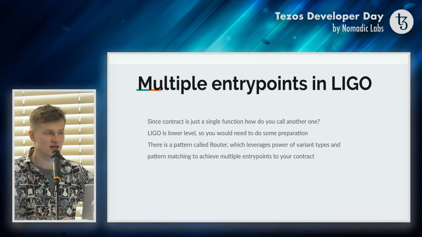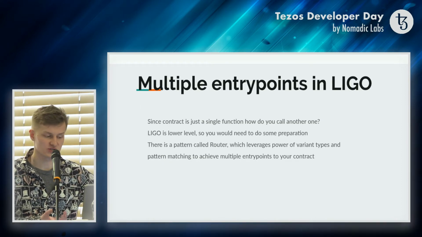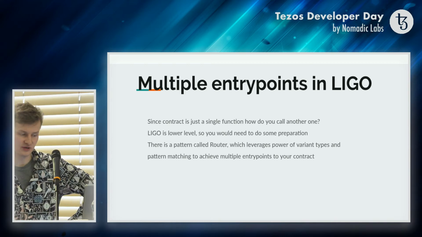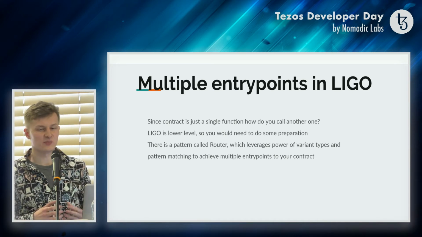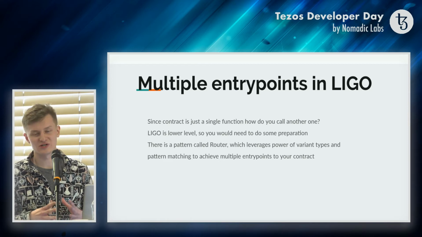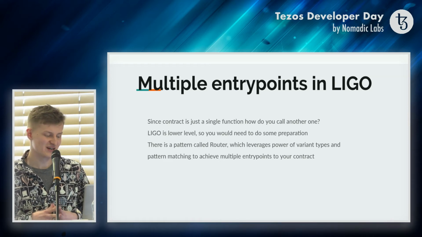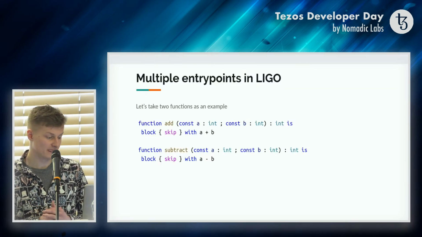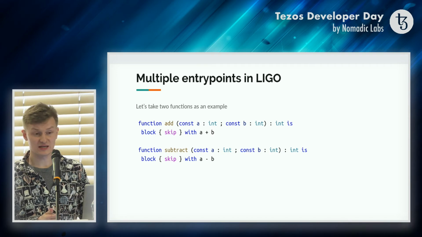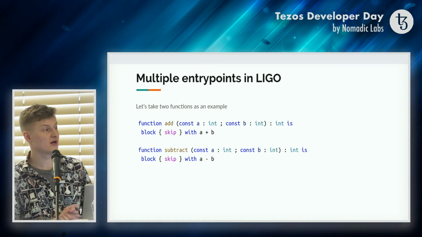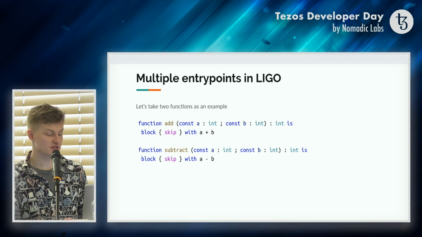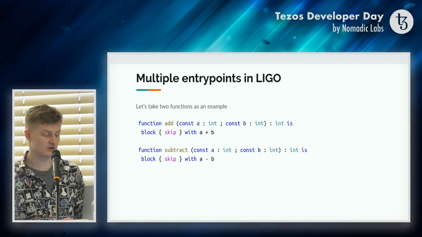But in LIGO, we have our contract as a singular function. So how do we call another function in this contract? There is a pattern called router, and this pattern leverages this dark magic of variant types and pattern matching to achieve multiple entry points to our contract. So let's take two functions, for example. I want you to remember them. It's add and subtract, accepting two arguments and returning the sum or the result of subtraction.